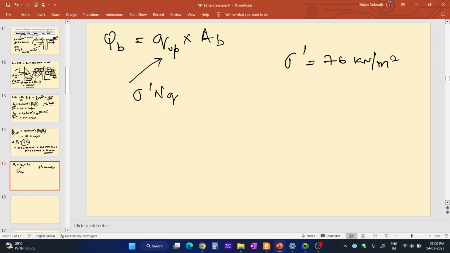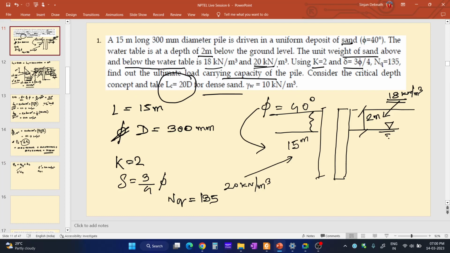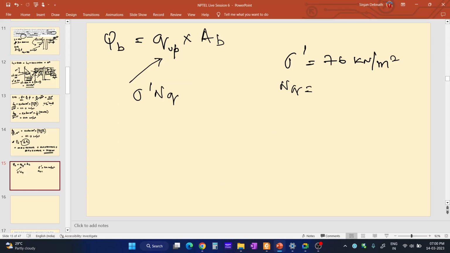That is sigma dash. And what is the value of Nq? It is the bearing capacity factor. It is given in the question, I believe. See, Nq is 135. So we know all the things. Now Ab is the area of the base of the pile. If we know the diameter, we can find out Ab. The diameter is 0.3 meter. Ab is pi by 4 into d squared, that is pi by 4 into 0.3 squared. If you calculate this, you will get the value of Ab.